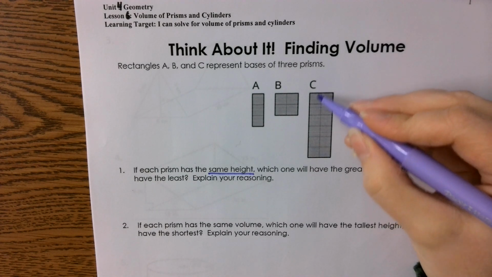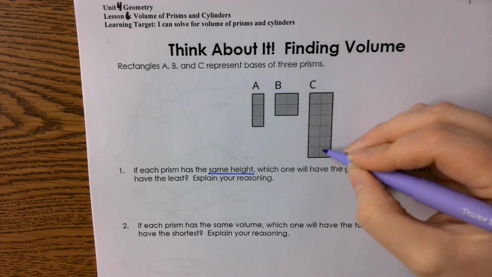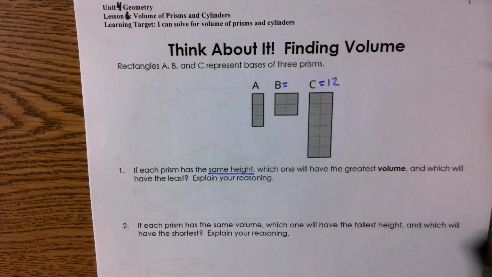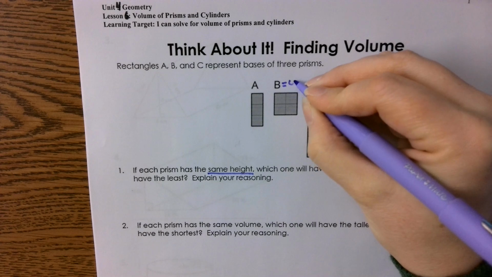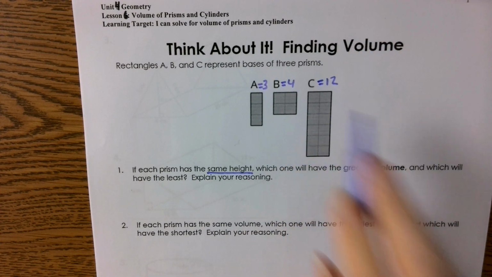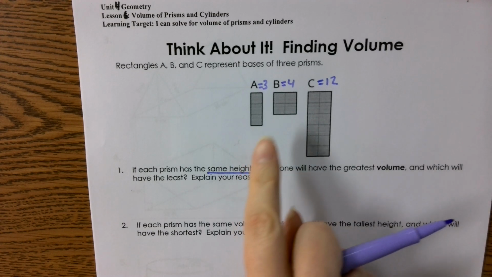How many square units is C? 12, right? There's 12 squares here. C is going to be equal to 12. How many square units is B? 4. How many square units is A? 3. Okay, so C happens to have more square area, square footage, than B and A.